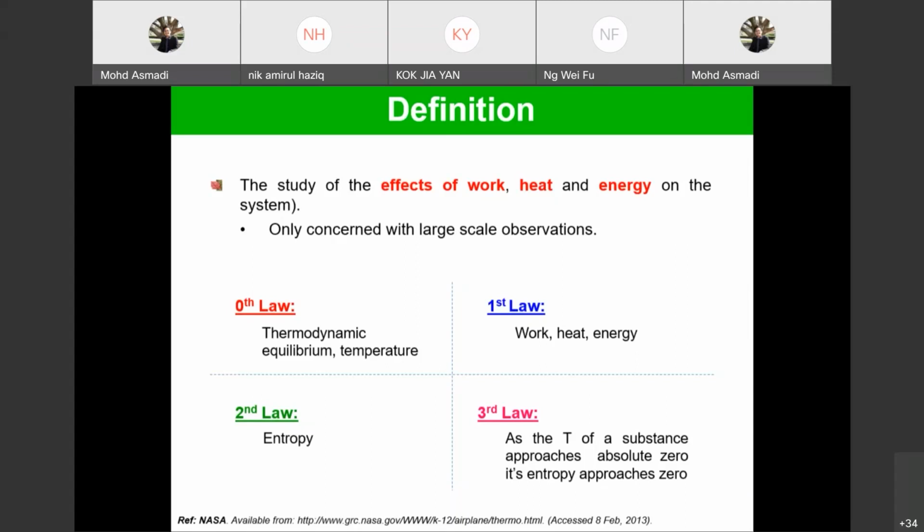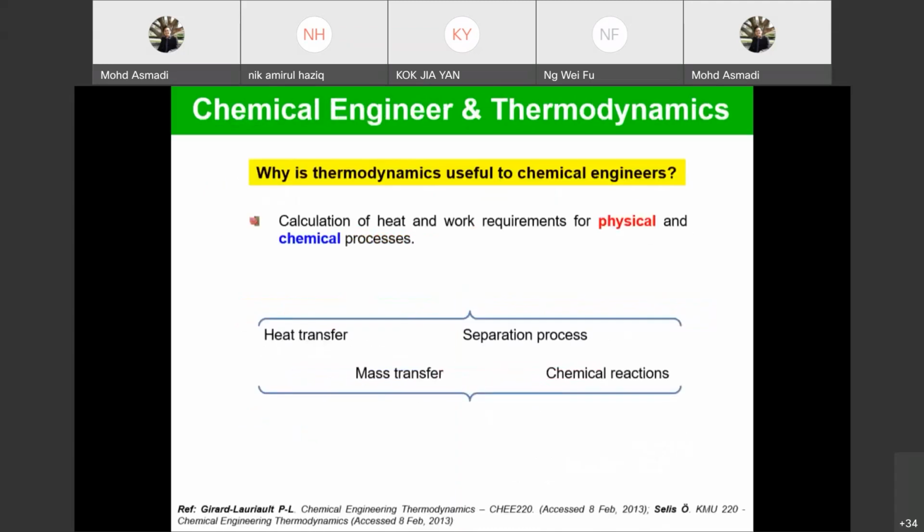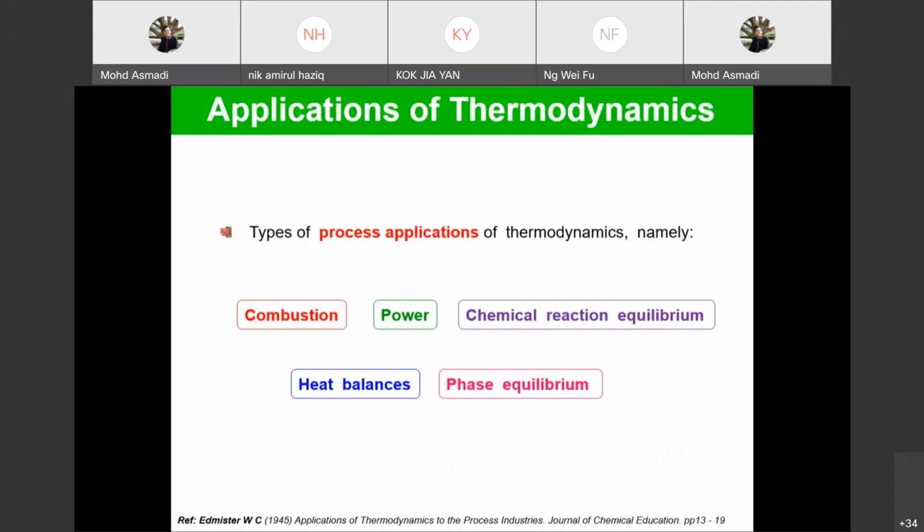Okay, energy balance. Surely you have taken energy balance. Okay, types of process applications. If you look here: combustion, power, chemical reaction, equilibrium, balance, phasing. You must remember that in chemical engineering, thermodynamics must go in parallel with the chemical reaction. If you want to design a reactor, you cannot consider thermodynamics only.